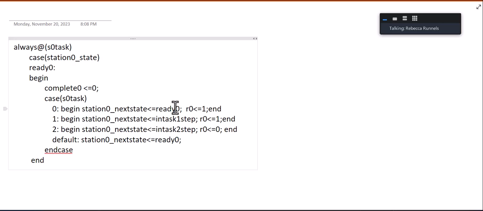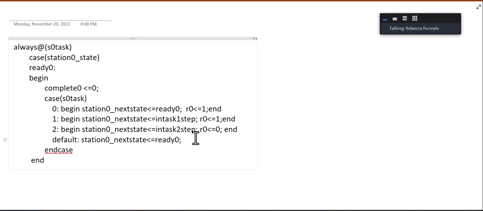Then I said my next state is my idle state. R0 is 1. If I receive task 1, my next state is what I called in task 1 step. I'm ridiculous with variable names. In task 1 step. So that's state 1. So that was the one that it received a task that took 1 clock cycle. And because it would only take 1 clock cycle, it would be ready. So R0 is 1. And then if it received type 2, then it'd be in task 2 step. That's what I called that state. And R0 would be 0 because it would not be ready.